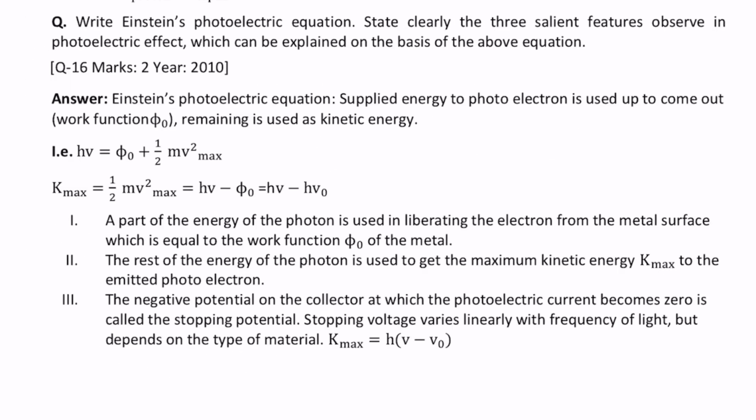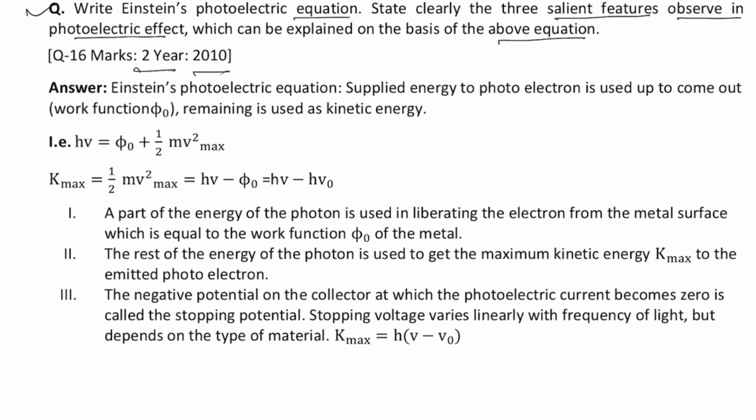Next question. Write Einstein's photoelectric equation. State clearly the three salient features observed in the photoelectric effect which can be explained on the basis of the above equation. This question was asked in year 2010, a 2 marks question. We have already explained that the incident energy of the photon is used up to eject the electron. This energy is called the work function, and the remaining part of the incident energy is used by the ejected electron as kinetic energy. So it is K max.